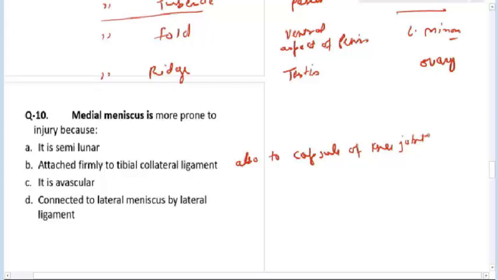The lateral meniscus is separated from the capsule by the tendon of popliteus muscle. What happens during any forceful movement? The medial meniscus, which is attached to the tibial collateral ligament and capsule of the joint, gets crushed between these two structures. But the lateral meniscus, as it is kept away from the capsule by the tendon of popliteus, has less chance for injury. So the medial meniscus is more prone to injury because of its firm attachment to the tibial collateral ligament and also to the capsule of the knee joint.